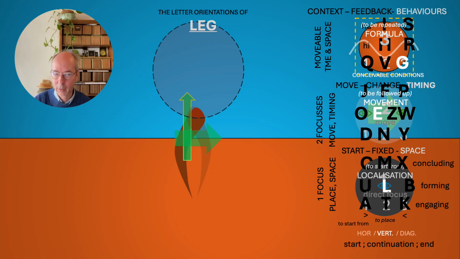It's this form which stands up with a certain variation of movements, which is decided by the G, and that's the leg.